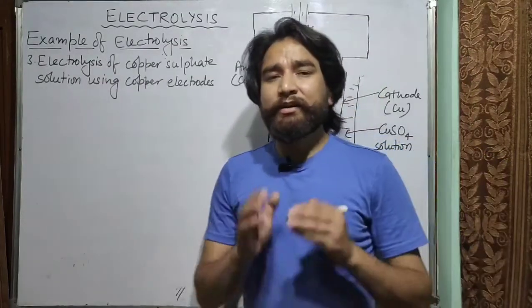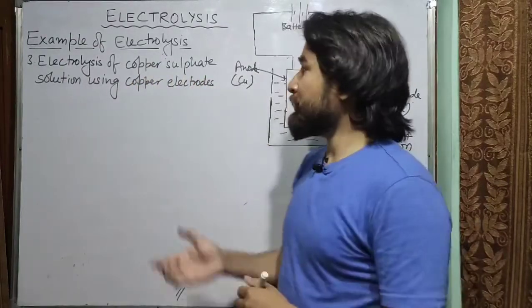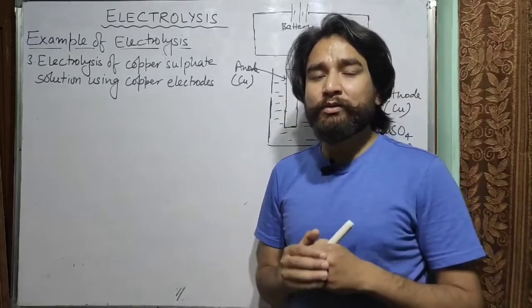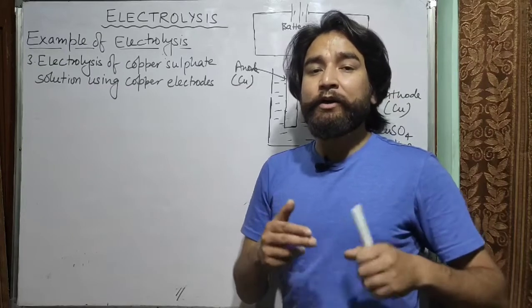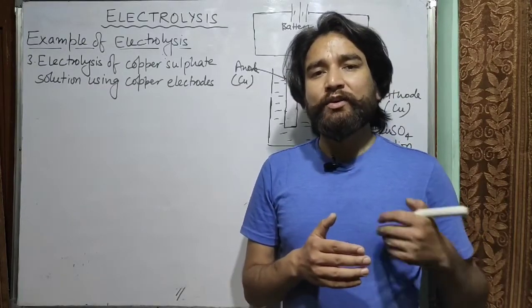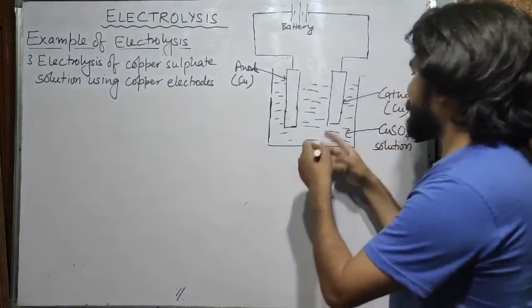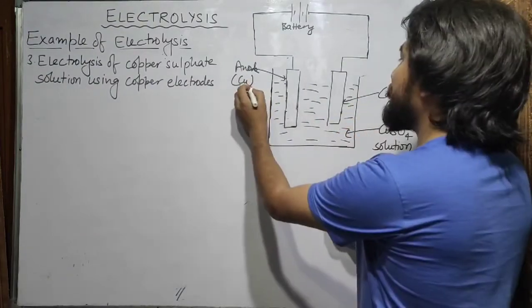The next example is electrolysis of copper sulfate solution using copper electrode. So what will happen if you use copper electrode? Copper electrode is an active electrode, and I have already told you that active electrodes affect the process of electrolysis. So you can see the setup that anode and cathode both are made of copper.